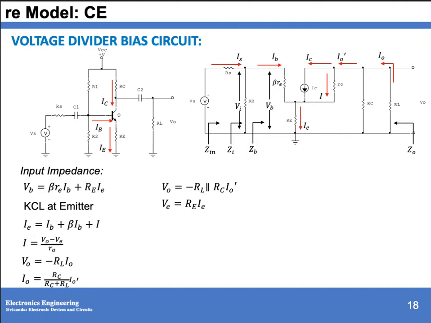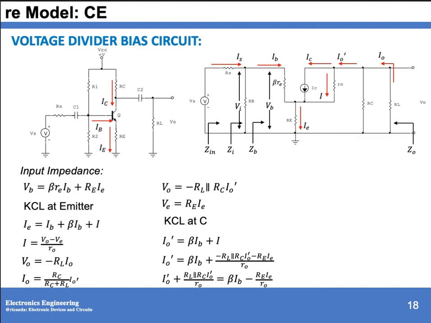If you have to get the equation of your IO prime at the collector or at C, so we have IO prime equals to beta IB plus I beta IB, that is your IC. Then substituting the value of your BO and BE for your I, then you have to group all same variable. So we have IO prime on your left side and IB with IE on your right side. So this is now our equation of your IO prime. It is beta RO IB minus RE IE all over RO plus RL in parallel with RC.